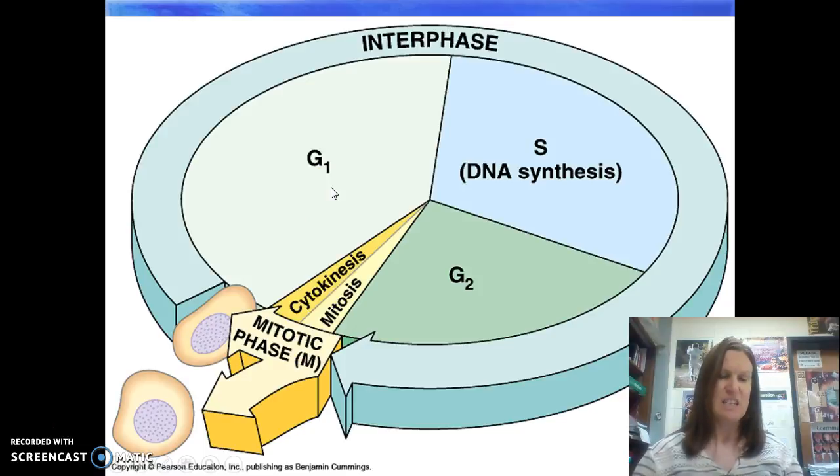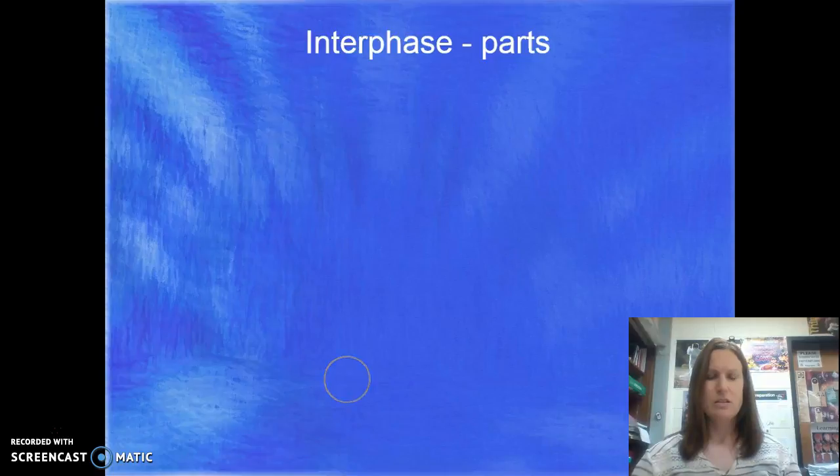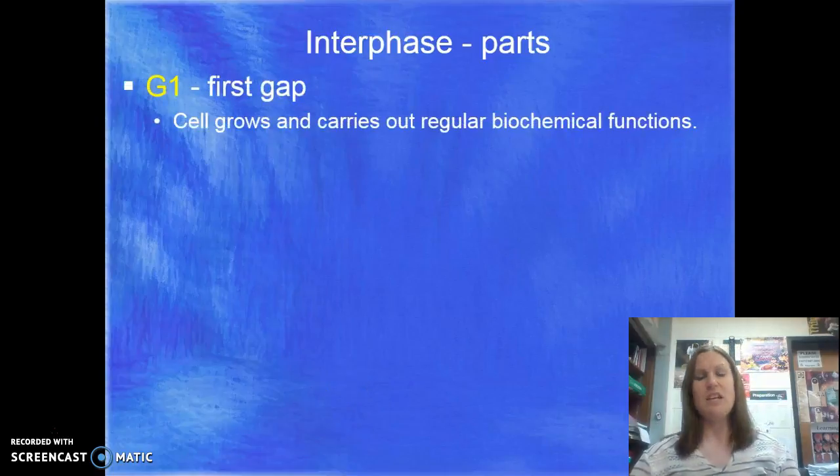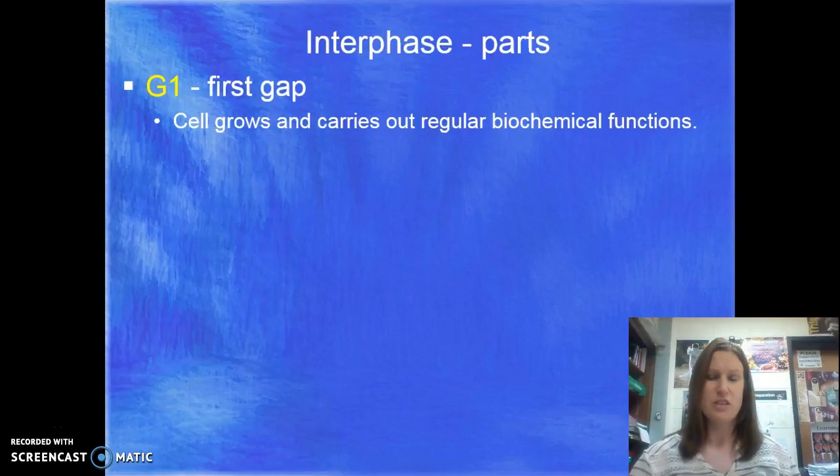G1 phase is going to take about 5 to 6 hours. The S phase, or when DNA gets replicated, is going to take us about 10 to 12 hours. And G2 is going to take about, I think, 4 to 5. Okay? So let's take a look at interphase, because that is where a cell is going to spend the majority of its time. Within interphase, there are three parts. There is the G1 phase, which we refer to as the first gap.